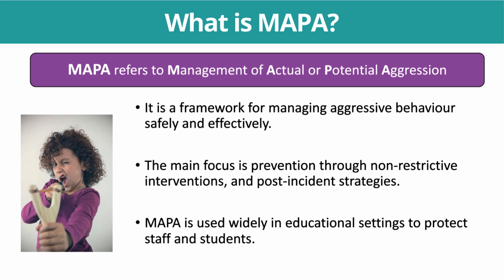The primary focus of MAPA is prevention, creating an environment where aggression is less likely to occur and teaching staff how to respond appropriately when it does. The framework includes strategies for de-escalation, non-physical interventions, and post-incident follow-up. MAPA is especially useful in schools where managing aggression requires a balance between maintaining safety and supporting the emotional and educational needs of students.